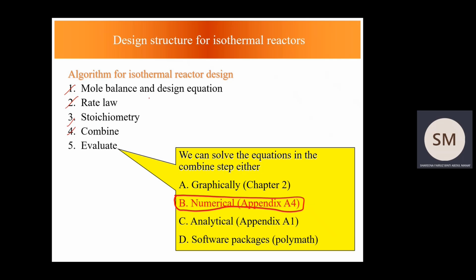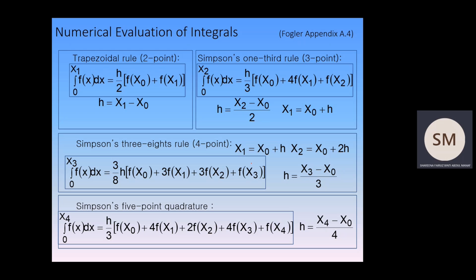Okay, so how do we evaluate? By using a numerical method. This numerical method or equation, you can find it in Appendix A4 available in the Fogler textbook. So this is the numerical evaluation of integrals. There are 4 different types of numerical evaluation. The first one is the trapezoidal rule, which is for 2 points. So this is applicable to 2 points.